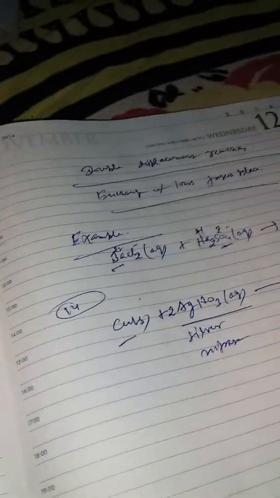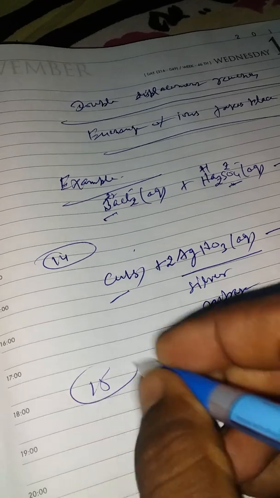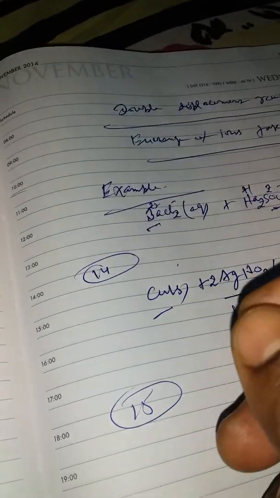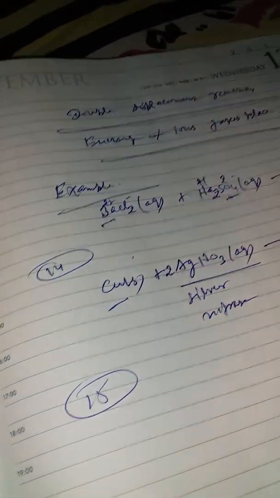Now next question, 15. What do you mean by precipitation reaction? Explain by giving example.